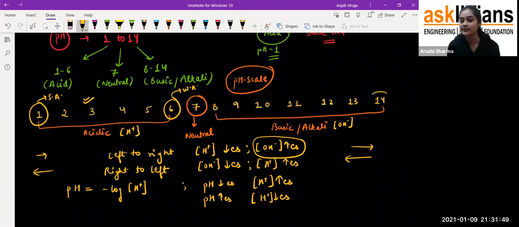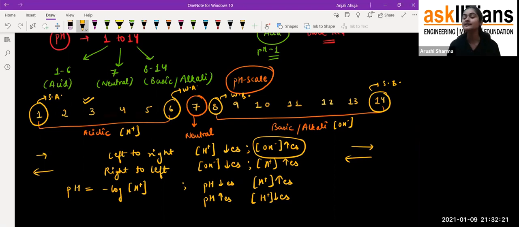That means the base which has a pH of 14 will be considered a strong base, and the base which has a pH of 8 will be considered a weak base, because at that point the OH negative ion is less, whereas at a pH of 14 the OH negative ion is more. So students, don't get confused: for a strong acid the pH should be lower, but for a strong base the pH should be higher.